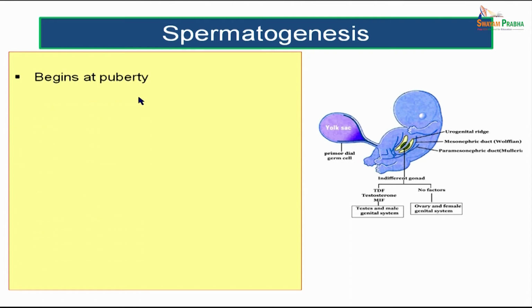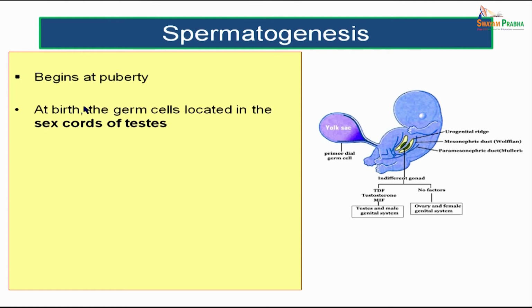So, spermatogenesis, when we compare with oogenesis, begins only at puberty, whereas oogenesis starts before birth. So, what about at birth? At birth, the primordial germ cells are simply located in the sex cords of the testes.